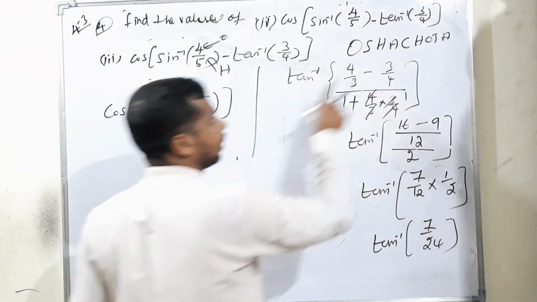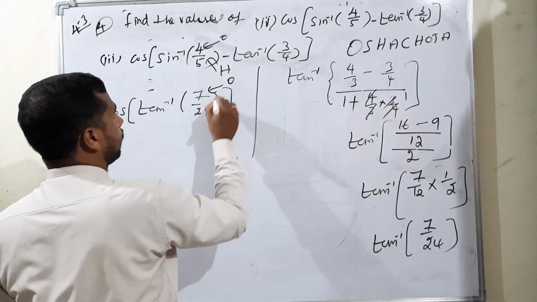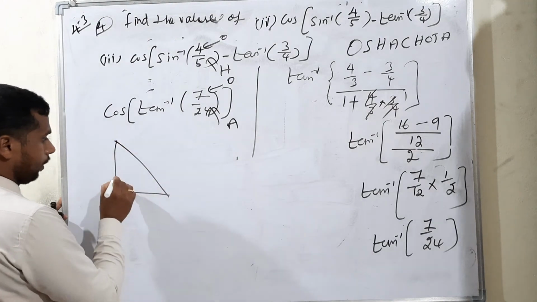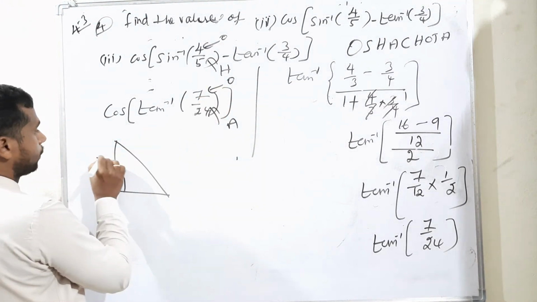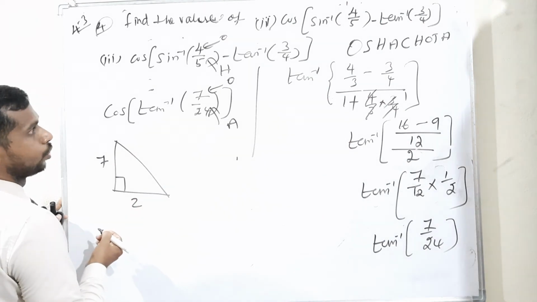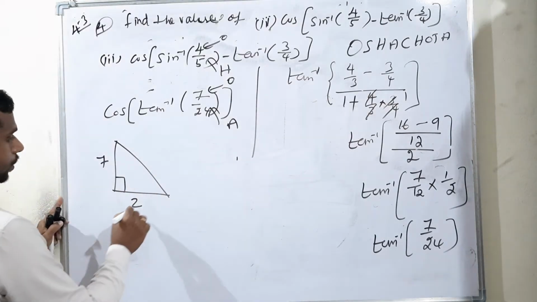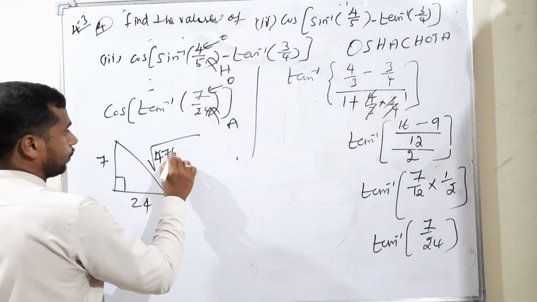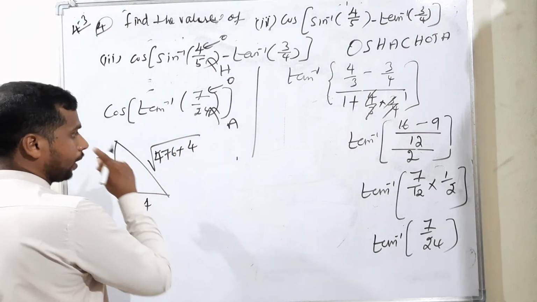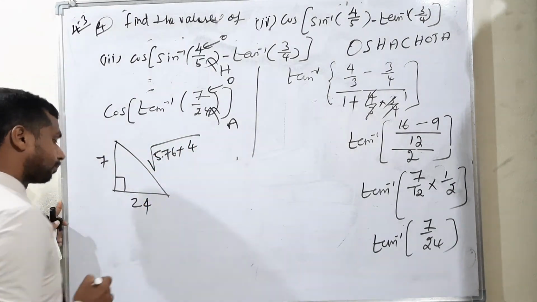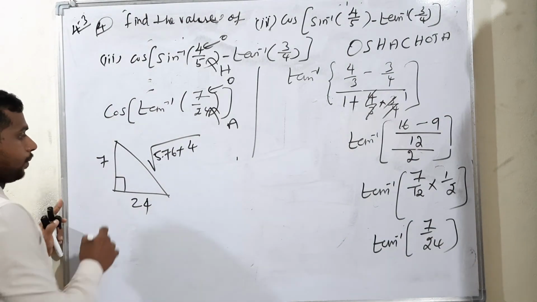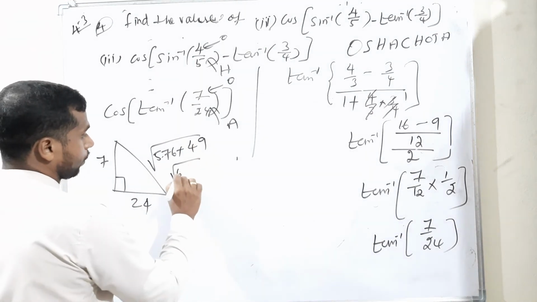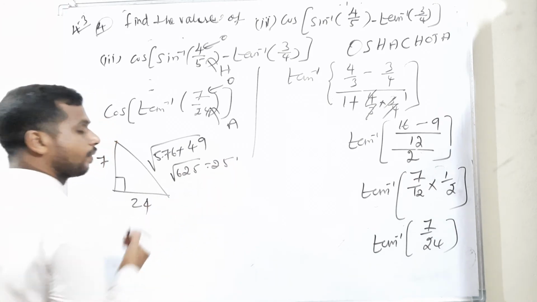What is the meaning of tan? Opposite divided by adjacent. This is called opposite, this is called adjacent. If you draw a right angle triangle, hypotenuse value nothing, opposite value is 7, adjacent value is 24, isn't it? Now hypotenuse squared: 24 squared is 576, plus 7 squared is 49. So 576 plus 49 means square root of 625. This is a perfect square, 25.